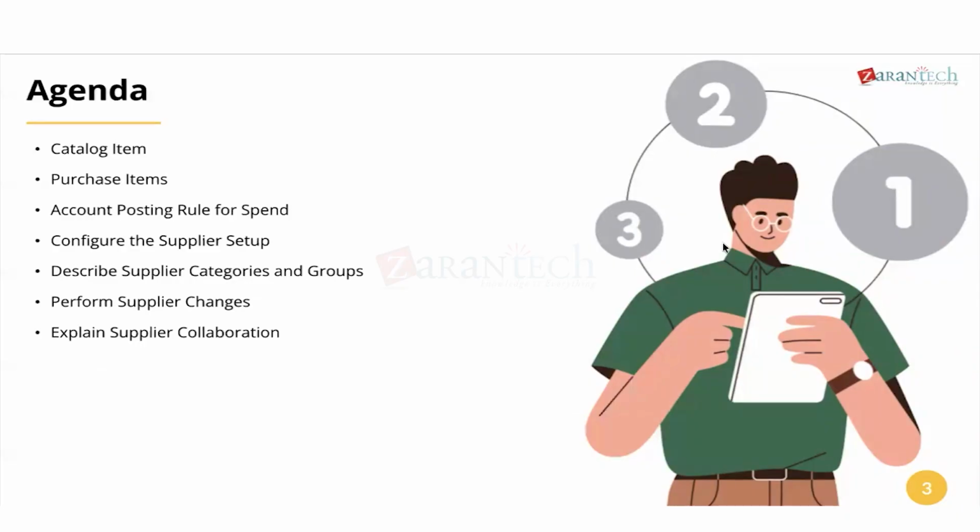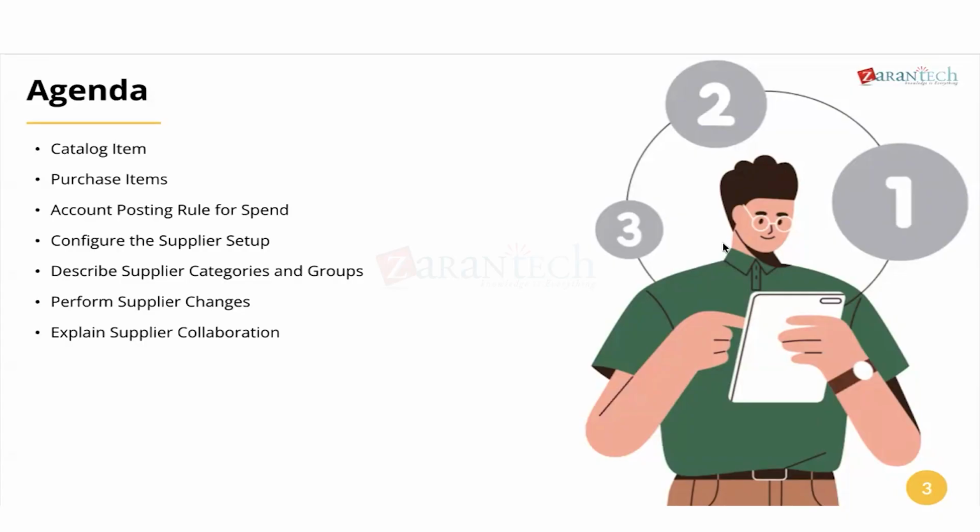We'll also study about the suppliers, and we'll study about the importance of having supplier category, what is a must rule. We'll study about supplier groups as well and how to perform any changes on the supplier. So we'll see how we can set up the supplier in the system and what are the information that is needed when we are setting up the suppliers.